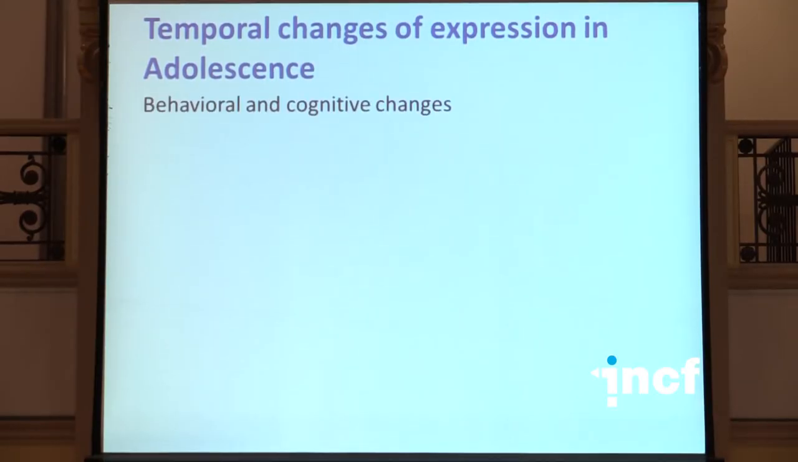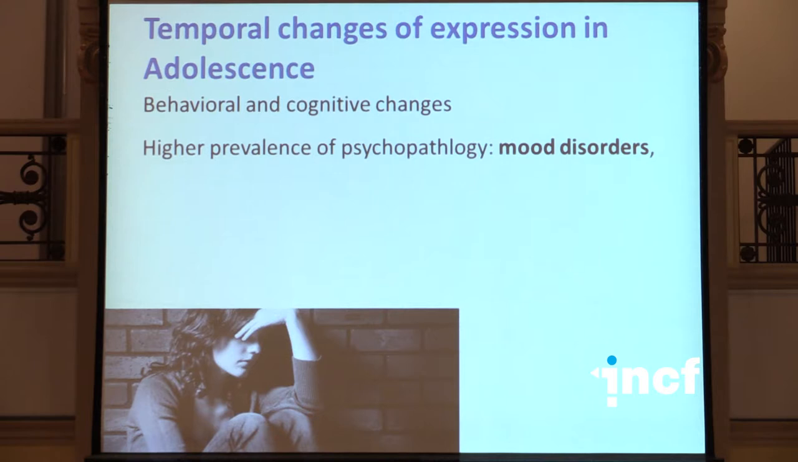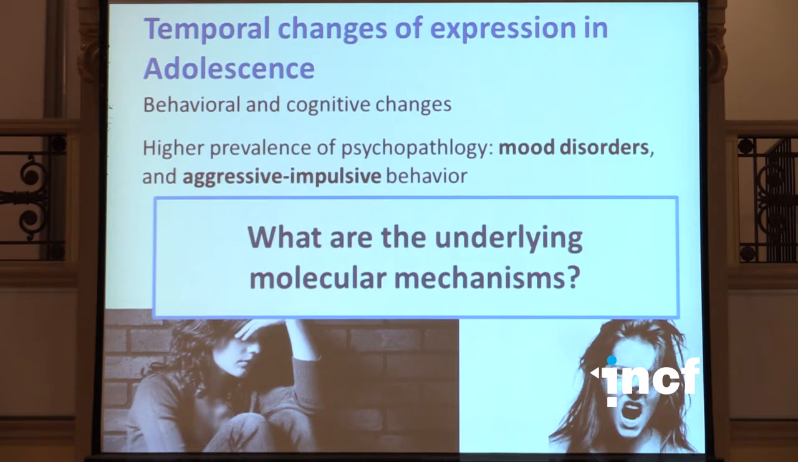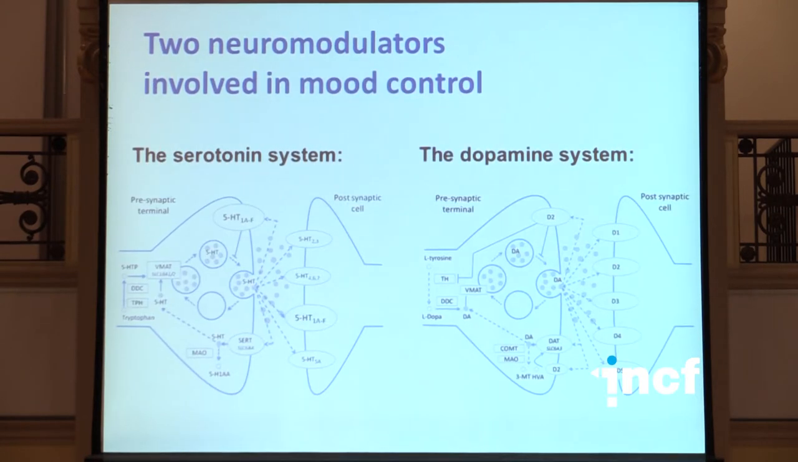In general, adolescence is a period in which teenagers go through massive behavioral and cognitive changes. And also, there's a much higher prevalence of psychopathologies, including mood disorders, depression, and aggressive impulsive behavior. And of course, it's very interesting, and we actually don't know what could be the molecular mechanisms underlying these strong changes. So we focused on two specific systems, the serotonin system and the dopamine system, since these are known to be tightly related to disorders like depression, drug targets, et cetera, SSRI.